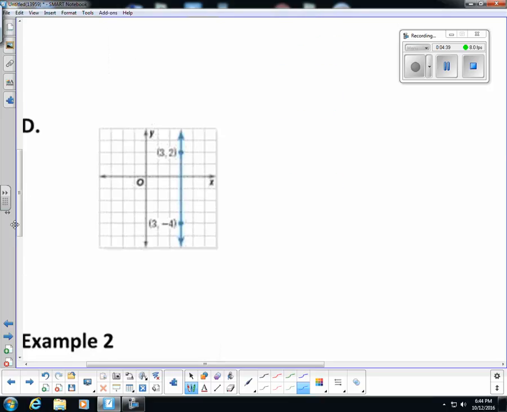Vertical line, automatic, slope is equal to undefined. Okay.